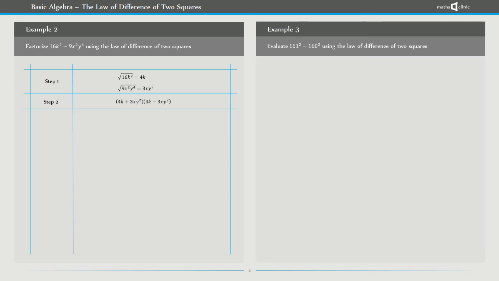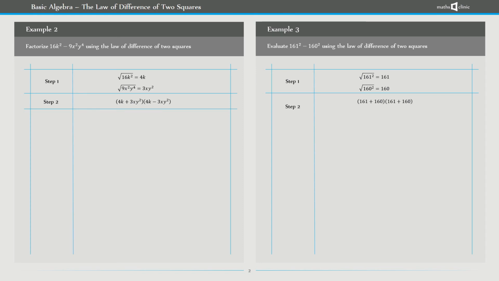Or you could simply apply the law of difference of two squares. Step 1, you have 161 squared, find the square root of that, you have 161, and you have 160 squared, you find the square root of that, you have 160. Then you can go 161 plus 160 multiplying 161 minus 160. When you find the sum, you have 321, and the difference gives you 1, and you have your answer as 321. I promise you, if you go ahead and do 161 times 161 and then 160 times 160, and subtract them, you would end up with the answer 321. But I really would advise against that under exam conditions.